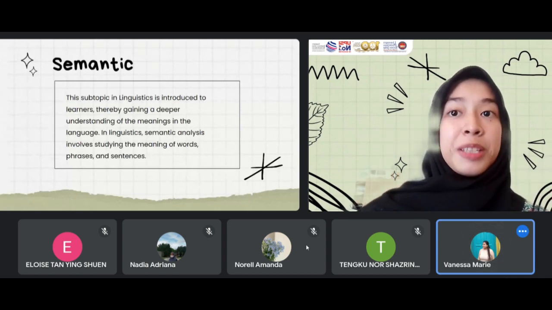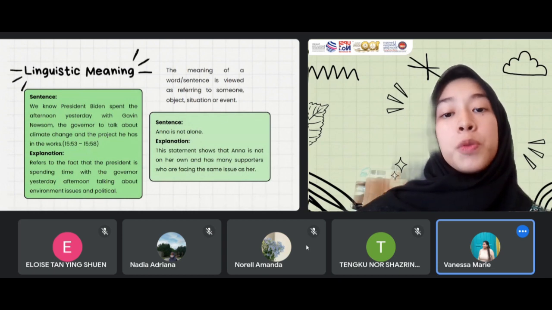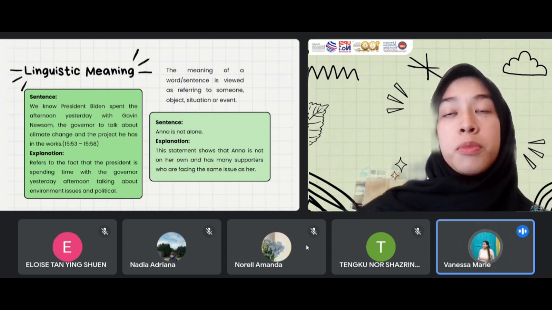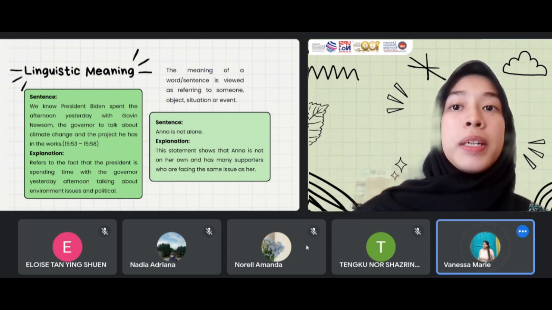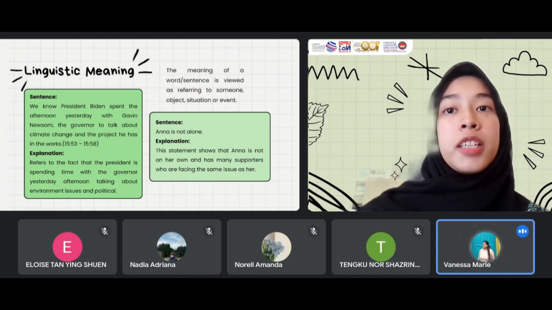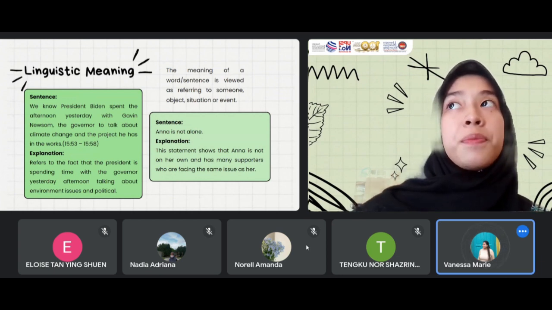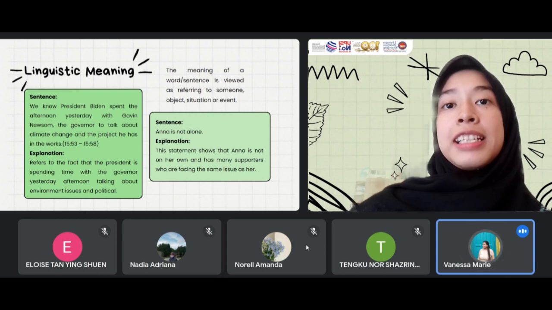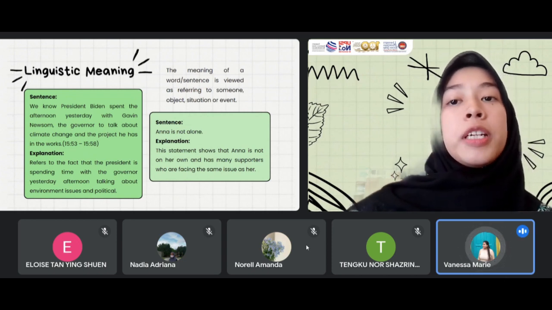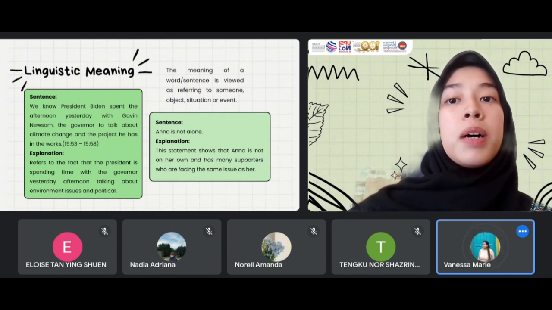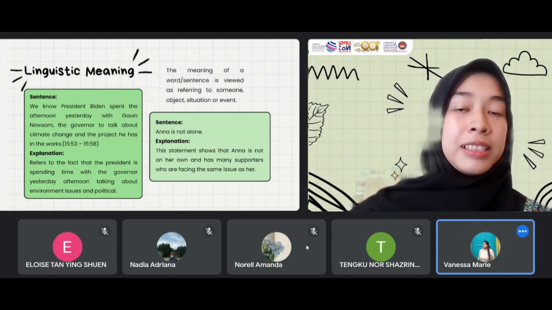Now, let's take a look at linguistic meaning. Linguistic meaning is a word or sentence that refers to someone, object, situation, or event. For example, based on our news broadcast, the sentence, "We know President Biden spent the afternoon yesterday with Gavin Newsom, the governor, to talk about climate change and the project he has in the work." Explanation: this sentence refers to the situation where the president is spending time with the governor yesterday afternoon talking about environment issue and political.